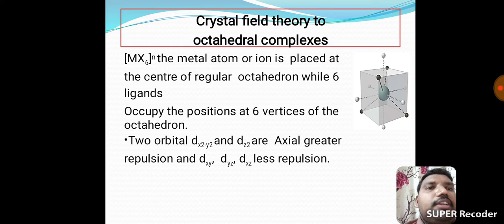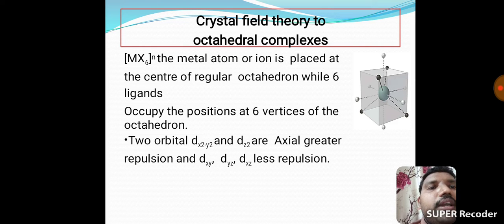Crystal field theory, octahedral complexes. MX6, where M means central metal atom, X is the ligand. The central metal atom is placed at the center of a regular octahedron, while the 6 ligands occupy the positions at the 6 vertices of the octahedron.